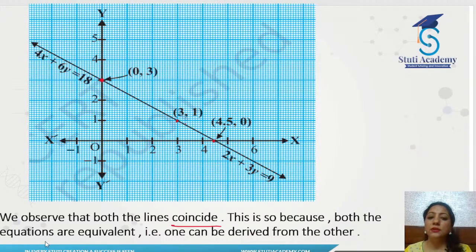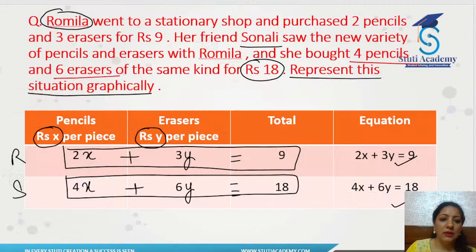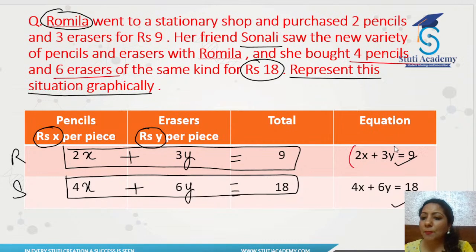This is so because both the equations are equivalent. They're actually the same equations. That is, one can be derived from the other. So as we are saying that the equations are equivalent, let us see. We have 2x plus 3y is equal to 9. Now please notice, if I multiply both LHS and RHS by 2, what am I going to get? I'll get 4x plus 6y is equal to 18. So can I say that I've derived the second one from the first one? So both the equations are equivalent.